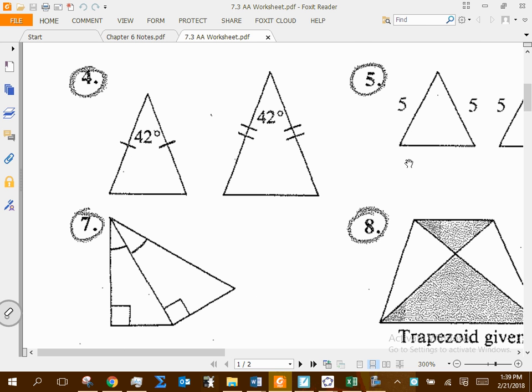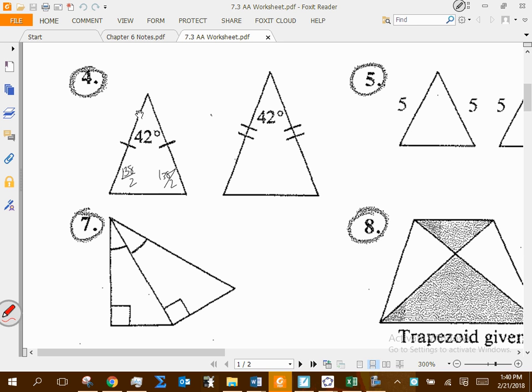We have 42 here. So we have 138 degrees left over for these 2 angles, right? Well, I know because of the lines, these are congruent, right? So you know that this angle here is congruent to that angle there. Everybody okay with that? This angle here is congruent to that angle there. So we know it's 138 over 2 and 138 over 2.